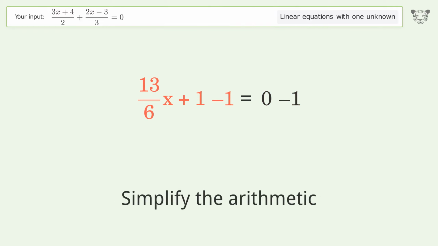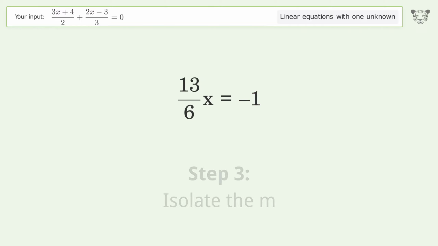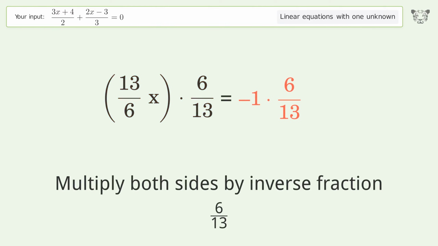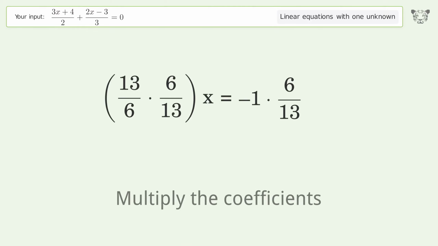Simplify the arithmetic. Isolate the m. Multiply both sides by inverse fraction 6/13. Group like terms. Multiply the coefficients.